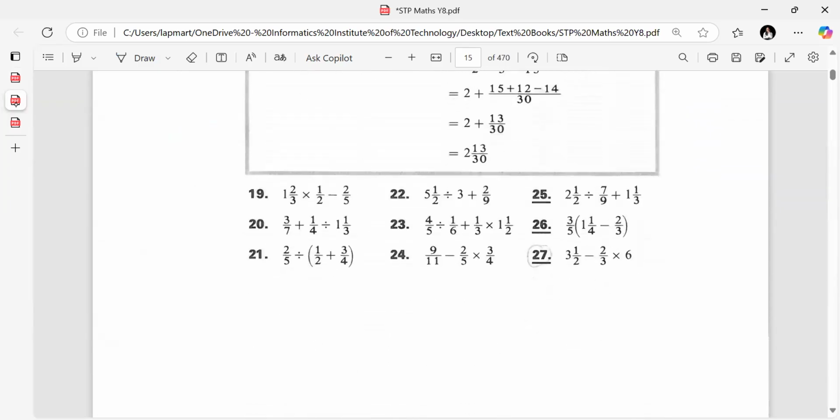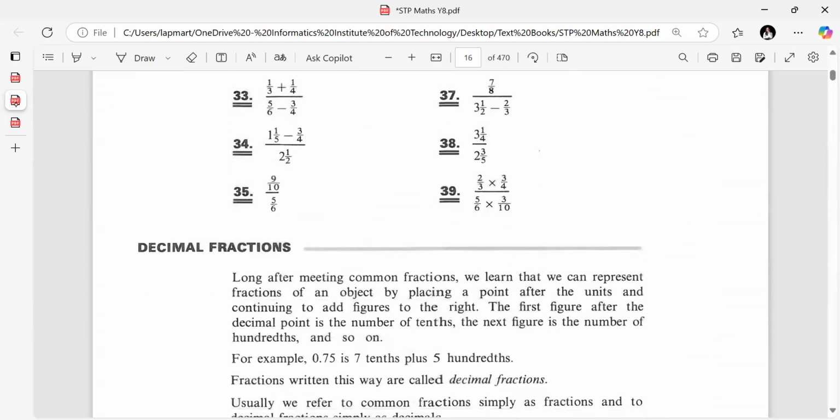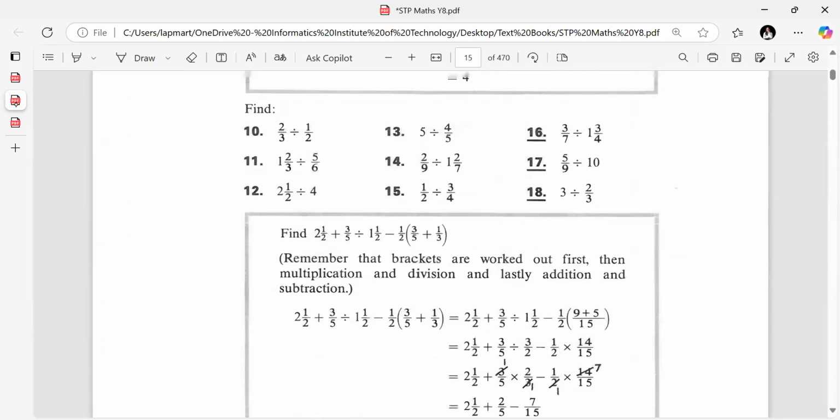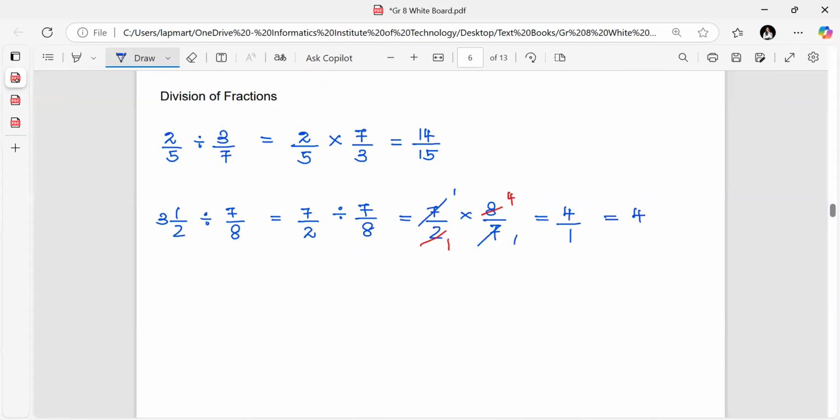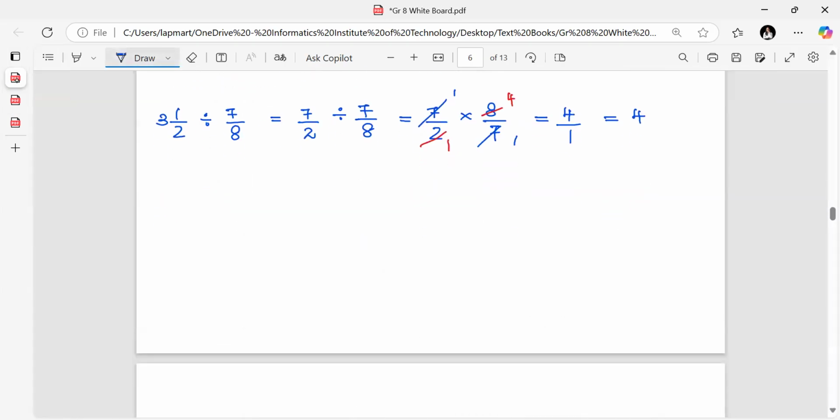Right. So then, let's say you have another question I'll do. Let's say you have 5 divided by 2/3. Now, first thing I do, I convert this 5 into a fraction and divide by 2/3. So then we have 5/1 multiplying by 3/2. 5 times 3, 15/2.